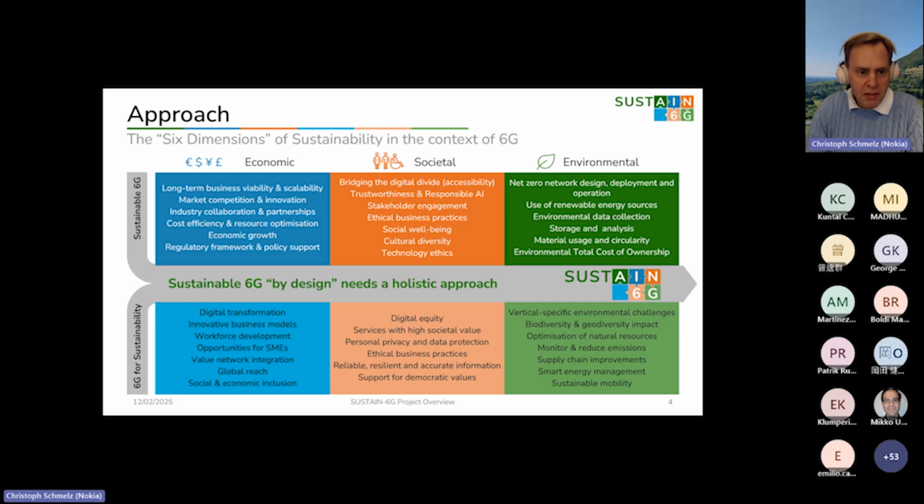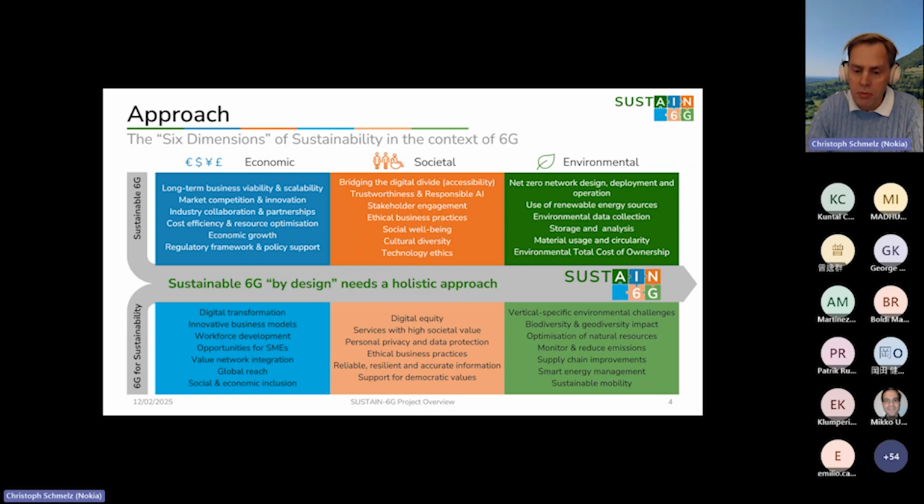And besides that, if you look at the other side, meaning more the vertical perspective, the things we talk about here are the digital transformation of industry and also public services. We look into potential new business models from an economic point of view. We look into, from a societal point of view, privacy and data protection for applications provided by verticals.